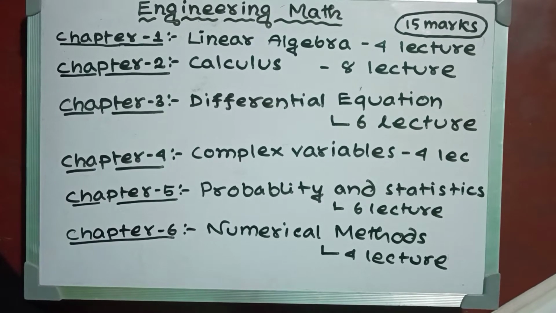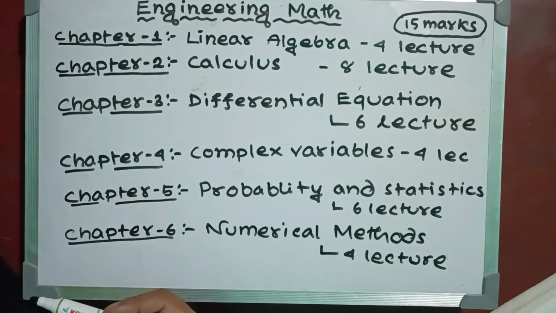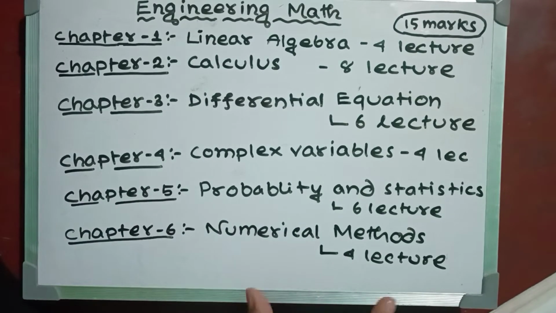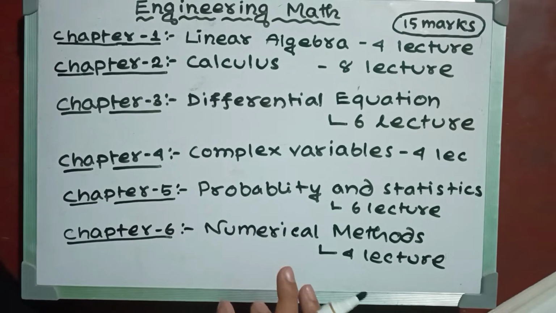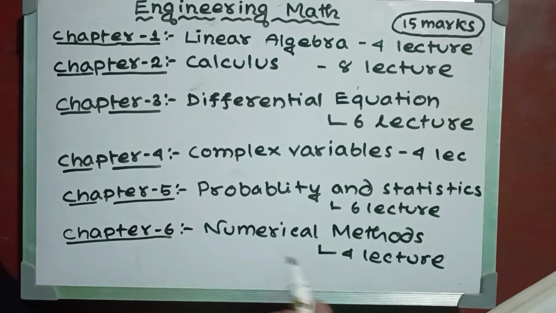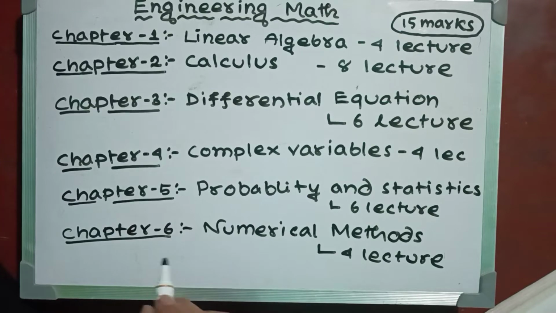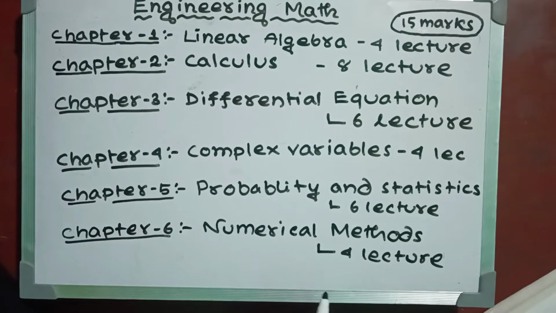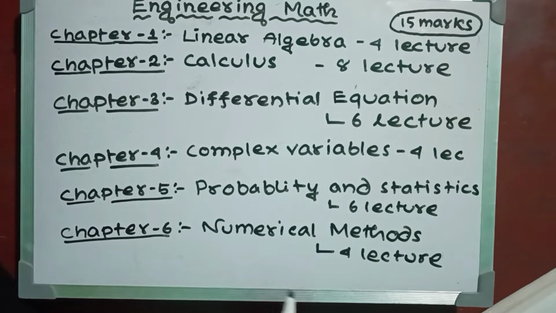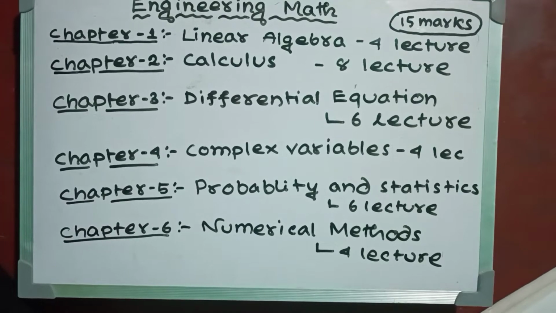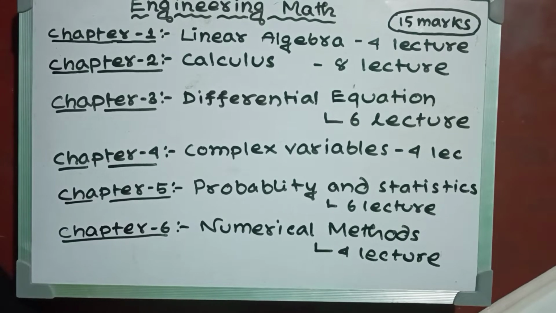As you can see on the board, the first chapter is linear algebra, and I will cover linear algebra in 4 lectures. Thereafter it's calculus, and I will cover the calculus portion in 8 lectures. Thereafter we will have differential equations, covered in 6 lectures. Then complex variables, covered in 4 lectures. Chapter 5 is probability and statistics, covered in 6 lectures. And chapter 6 is numerical methods, covered in 4 lectures. So that's the total engineering math course.